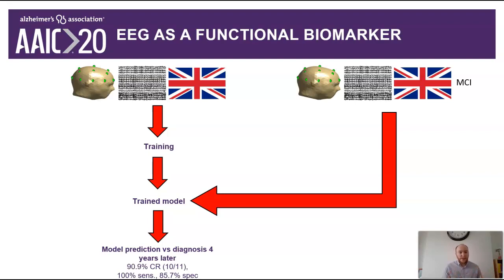So to test the usefulness of the model, we ran the MCI participants' EEG through the model, and then we took the model prediction and we compared it against the diagnosis 4 years after data acquisition. So 4 years following the EEG was acquired, we looked at the diagnosis of the patient, and if the diagnosis was healthy, or was still MCI, the model should hopefully say that it was healthy. And if the diagnosis was Alzheimer's disease, the model should hopefully say that it was Alzheimer's disease. And we found that the model prediction matched the diagnosis in 10 out of 11 of the patients. So this is a very high classification rate.